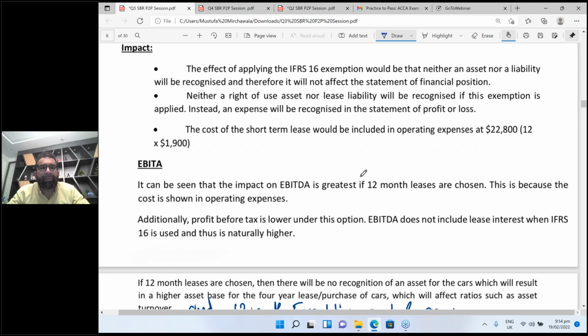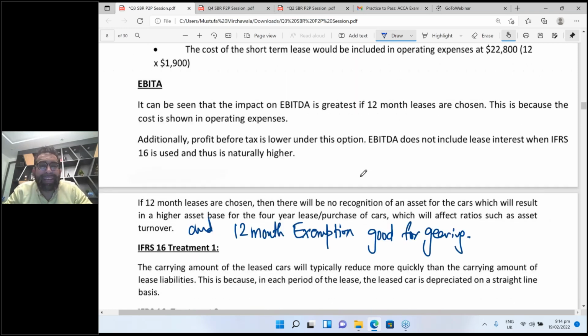Now it can be seen that the impact on EBITDA is greatest if 12-month leases are chosen, the third option. In the third option, we just saw the lowest EBITDA, because the major expenses were booked before EBITDA. This is because the cost is shown in operating expenses. Yes, you booked everything in operating expenses. Additionally, profit before tax is also lower under this option. EBITDA does not include lease interest when IFRS 16 is used, and thus it's naturally higher.